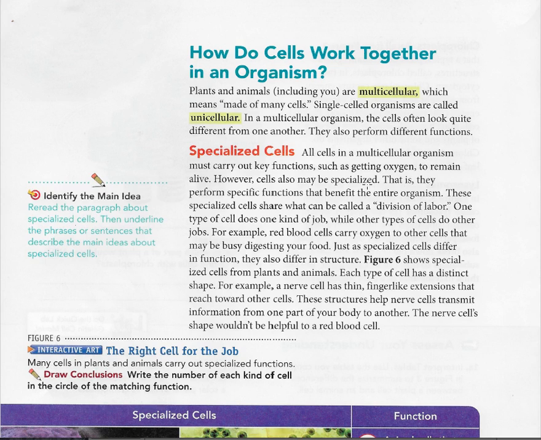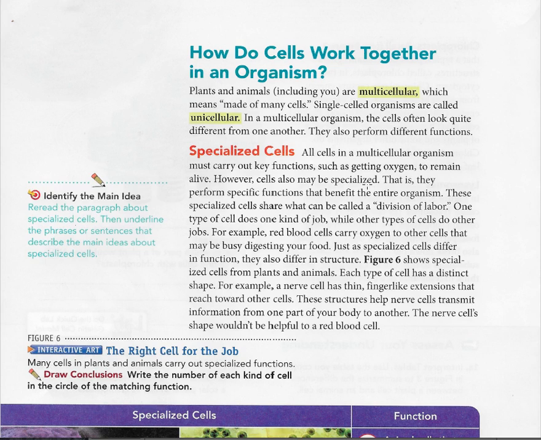Specialized cells. All cells in a multicellular organism must carry out key functions such as getting oxygen to remain alive. However, cells also may be specialized. That is, they perform specific functions that benefit the entire organism. These specialized cells share what can be called a division of labor. One type of cell does one kind of job, while other cells do other jobs. For example, red blood cells carry oxygen to other cells that may be busy digesting your food.